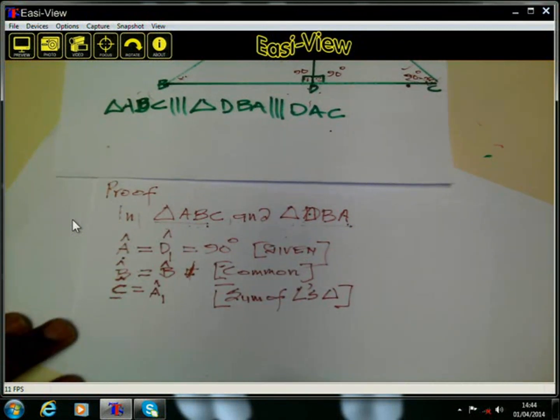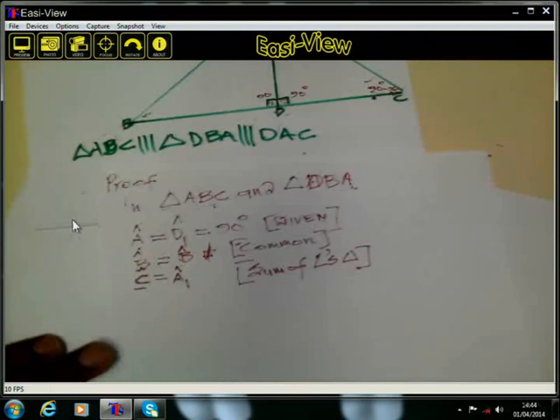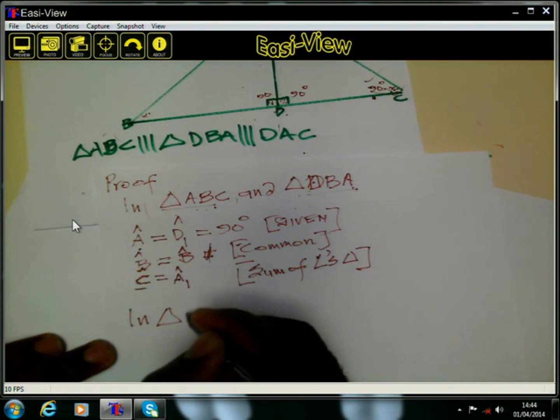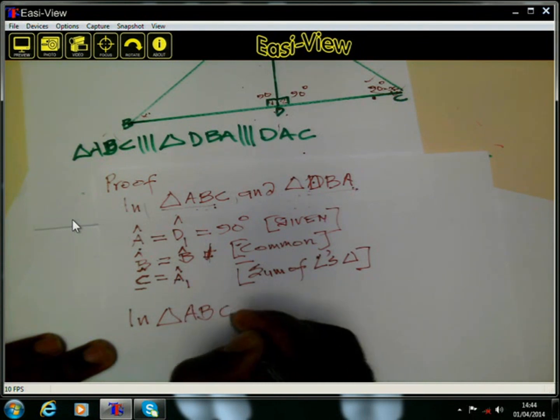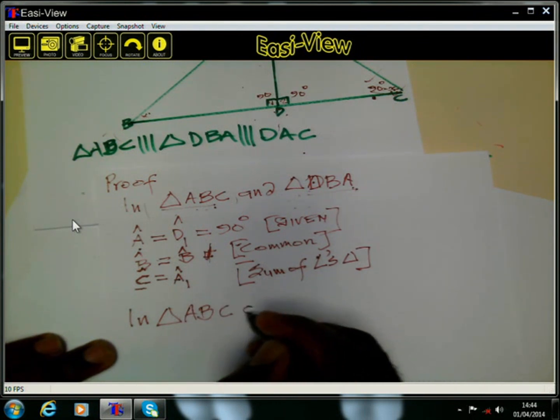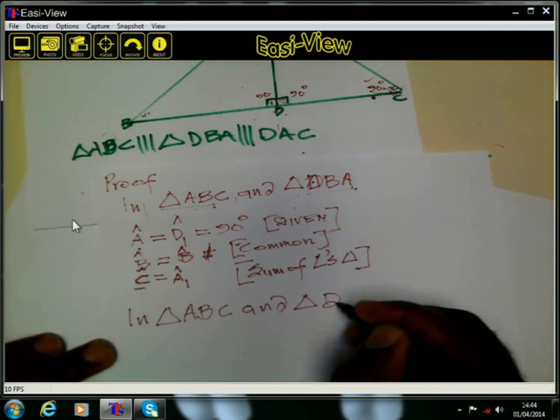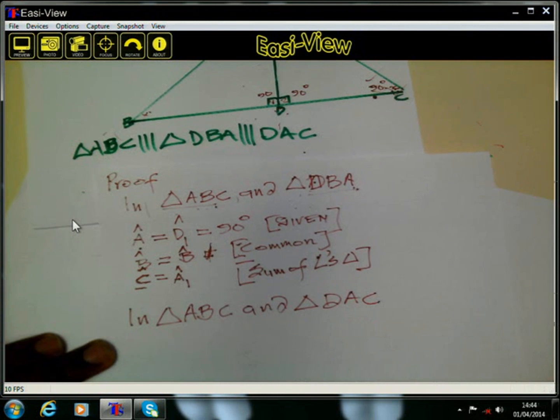Now, let us go on and take the bigger triangle again. What is this again? Triangle ABC, with what triangle this time? With triangle DAC. Where is triangle DAC?